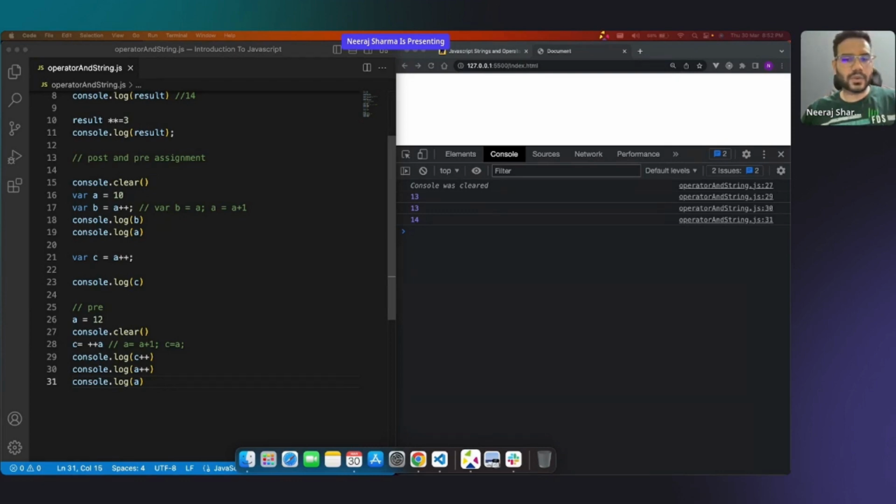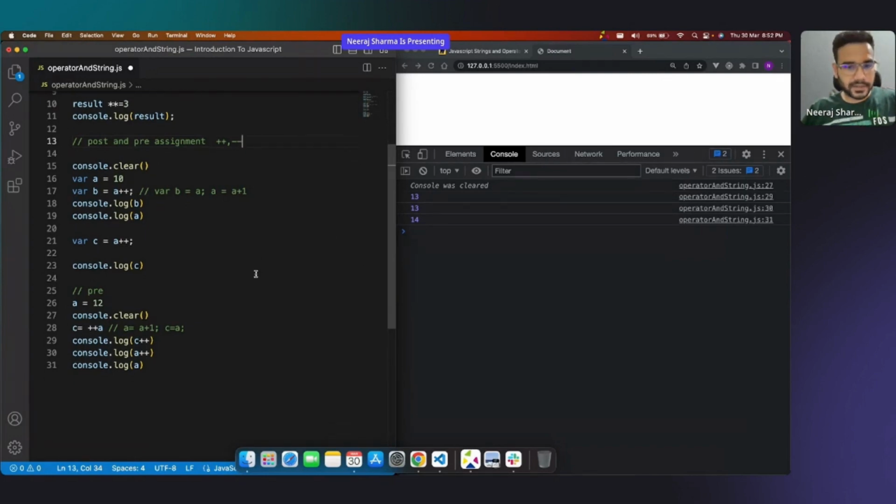And this thing actually works only with your plus plus and minus minus. Okay, it will not work with your multiply multiply or divide divide. Plus plus and minus minus. So this postfix and prefix assignment is only for your plus plus, minus minus. Okay. Cool. I hope everyone has understood.